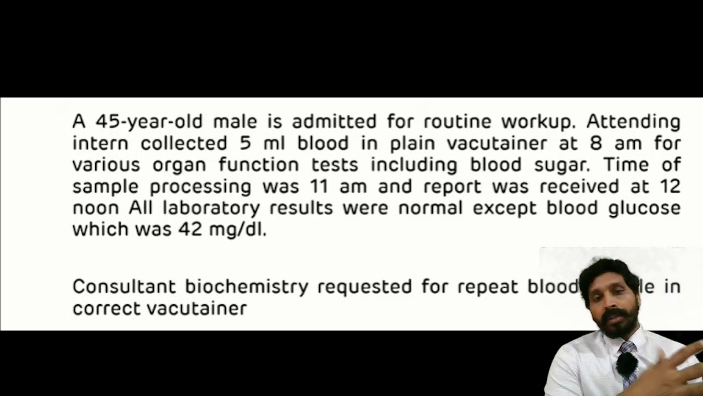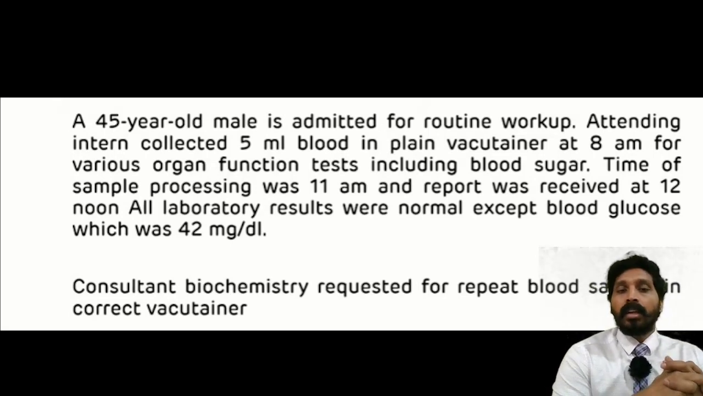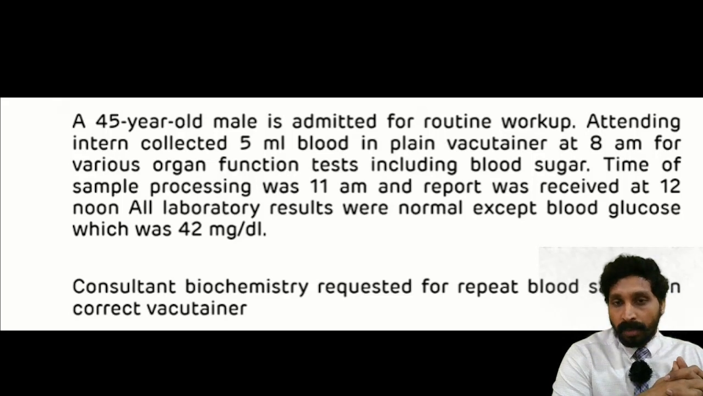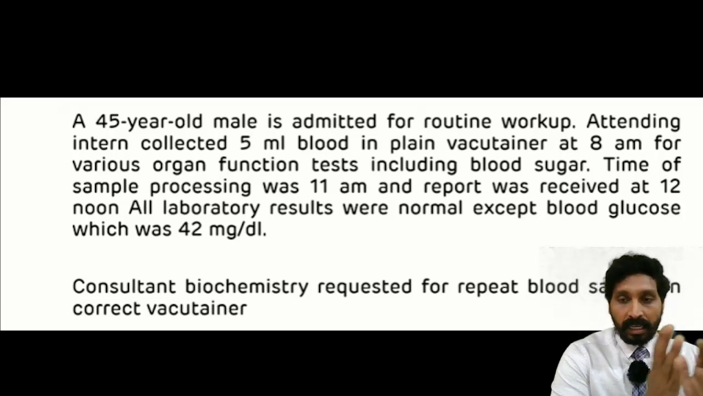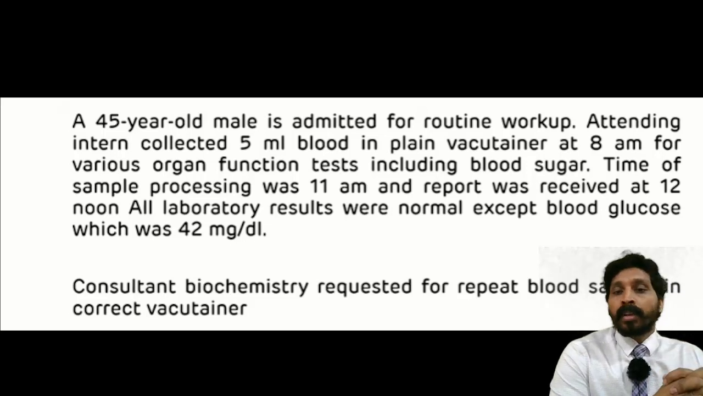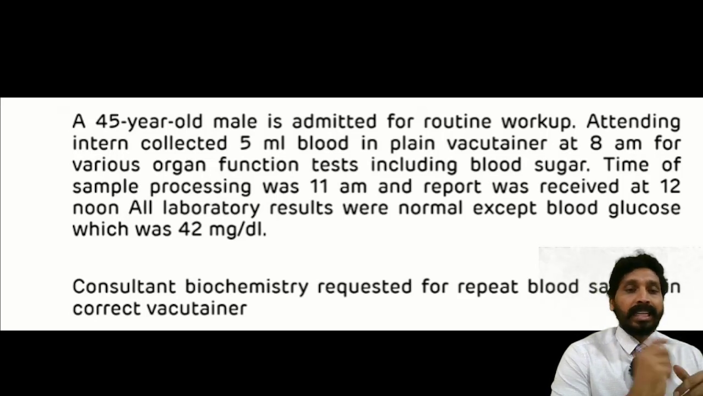So a 44-year-old male is admitted for a routine workup. The attending intern collected 5 ml of blood in a plain vacuum tube, remember, at 8 a.m. for various organ function tests, including blood sugar. The time of sample processing was 11 a.m. So 8 a.m. the blood was collected, and 11 a.m. is the time of processing. So 3 hours, that is the duration the blood was allowed to stand, and the report was received at 12 noon. All laboratory results were normal except blood glucose, which was 42 milligrams per deciliter.